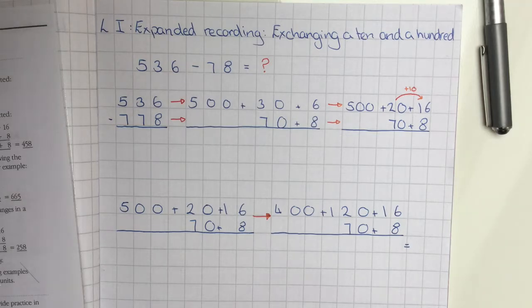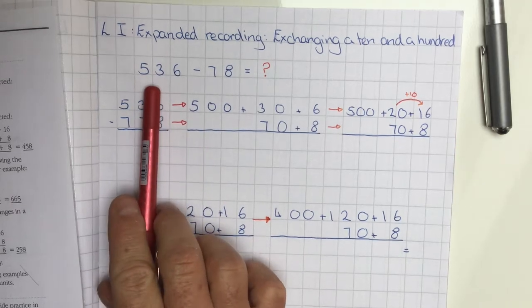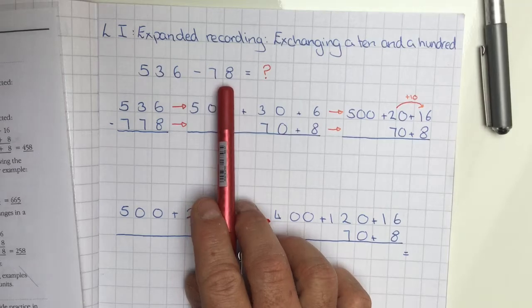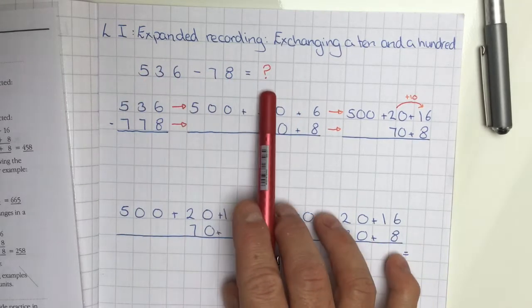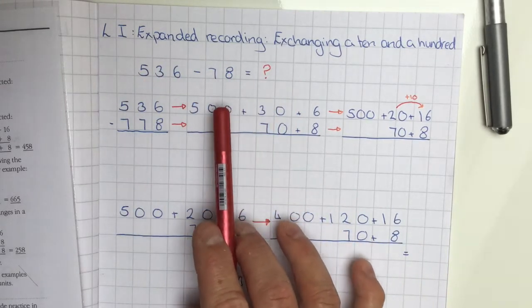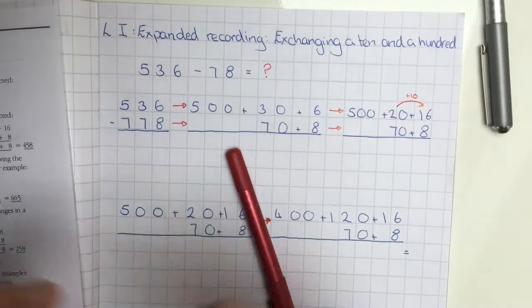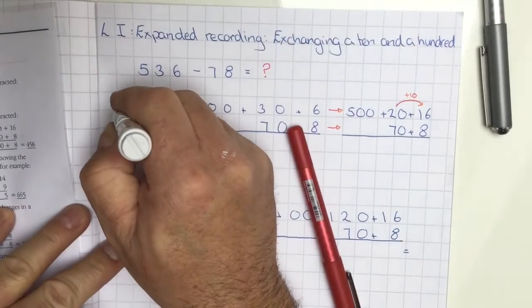Now, this might look quite complicated, but it's really straightforward when you understand what we're doing. So let's take a look at one of the calculations. We have got 536 take away 78. Okay, we will get to the standard written method, but let's demonstrate that we know what we're doing when we subtract these numbers. So here I have written it down, and that is a mistake. I meant to tip-ex that bit out.